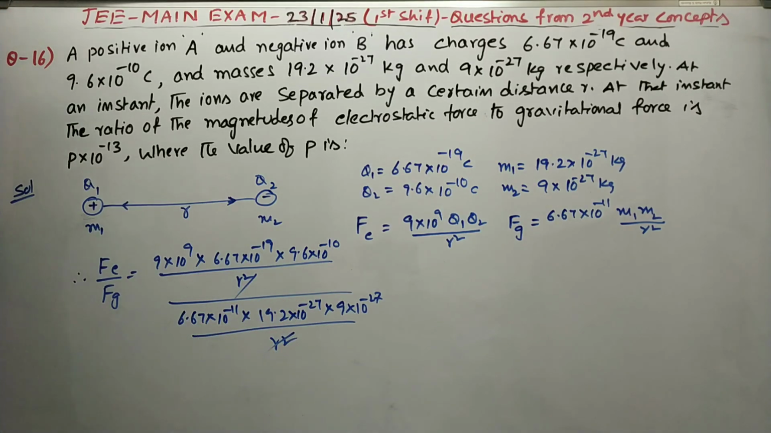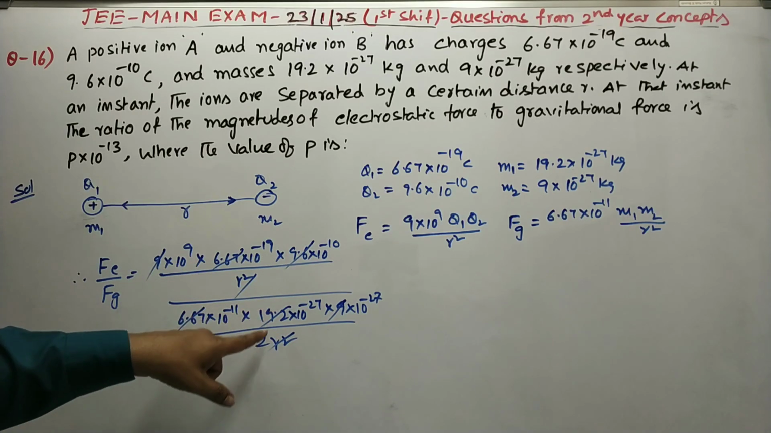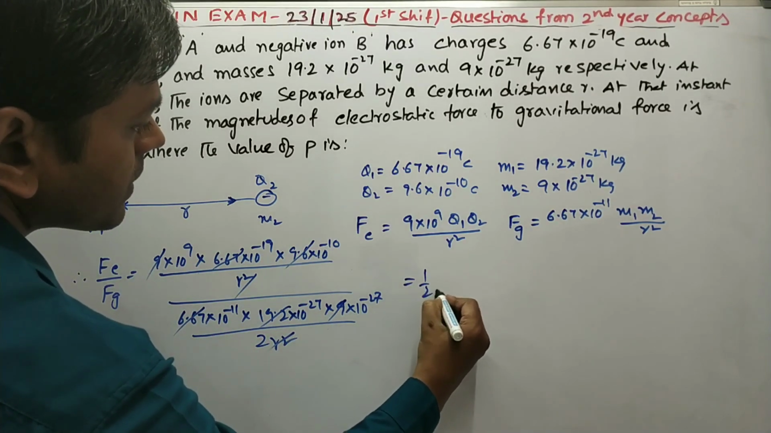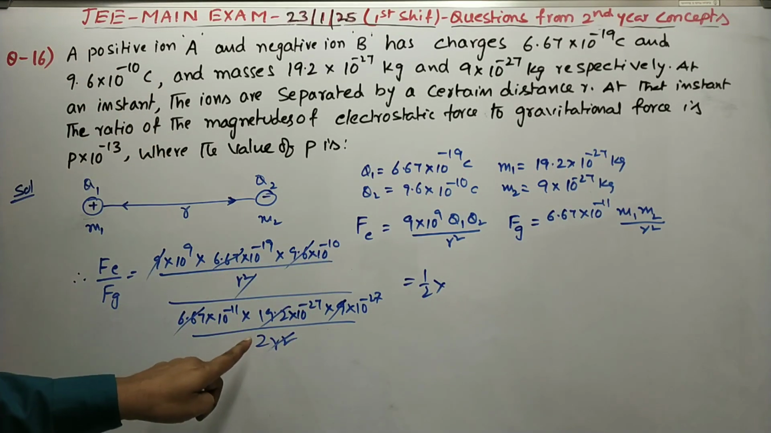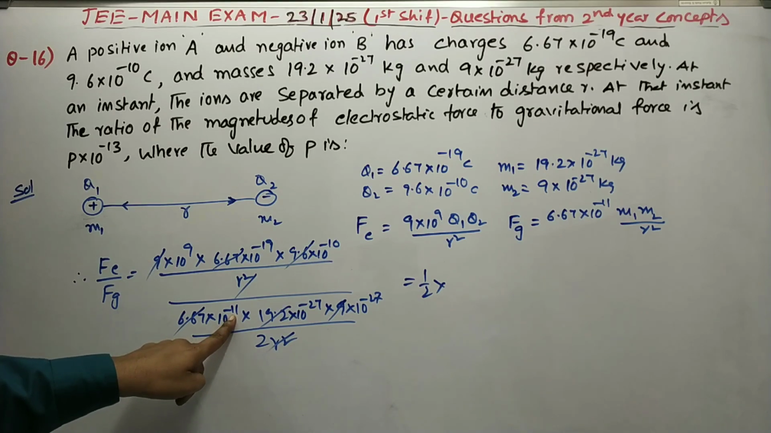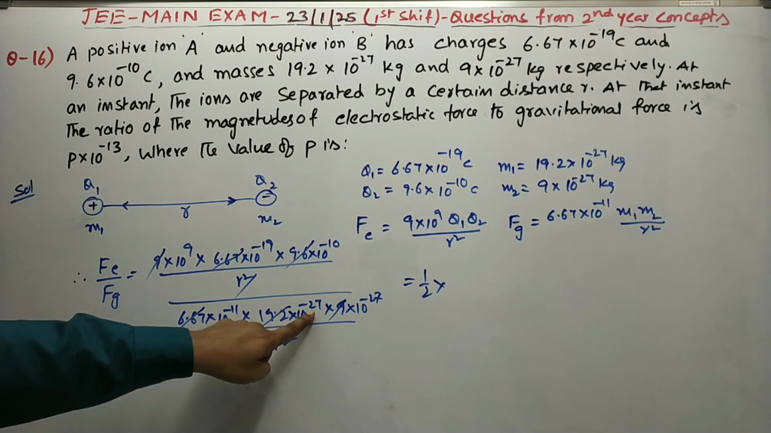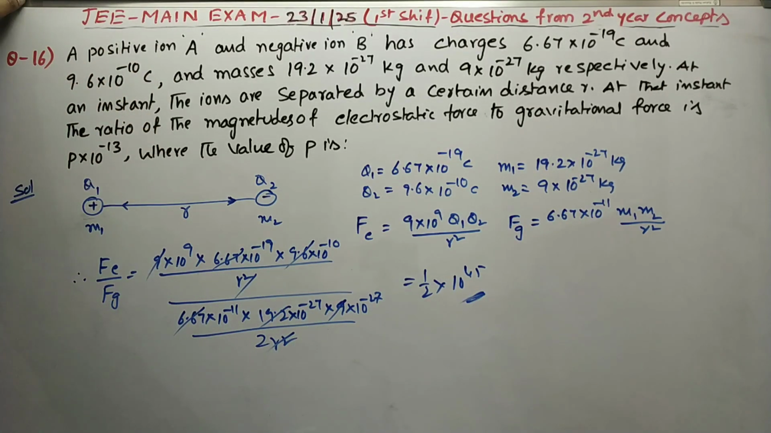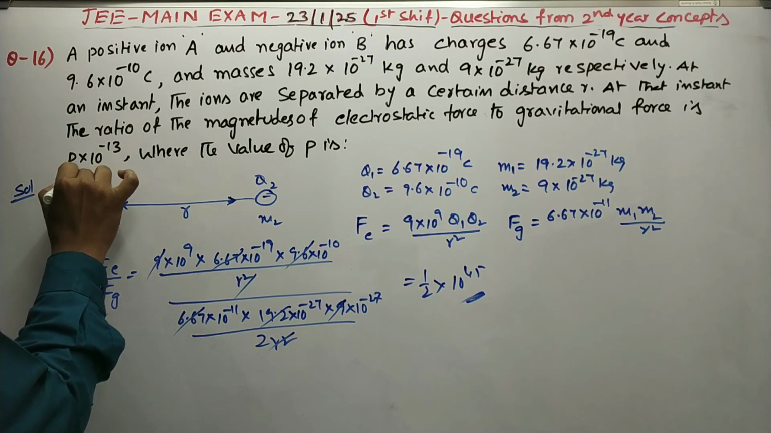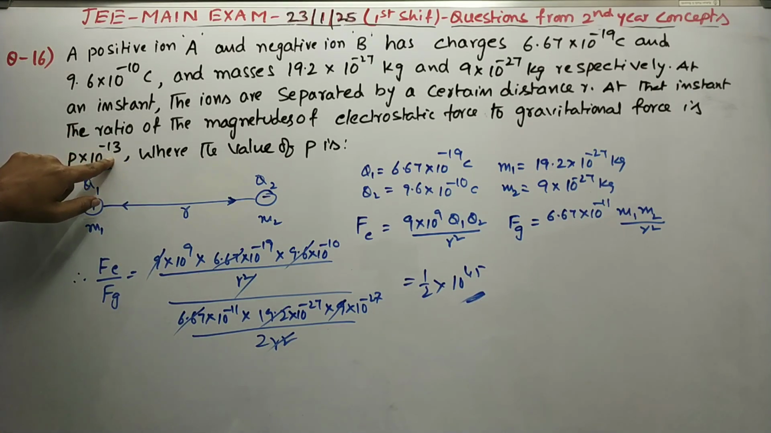This r square and this r square are cancelled. Moreover, this 6.67 and this 6.67 are cancelled. This 9 is also cancelled. Then remaining 19.2, okay, 2 times 9.6 is 19.2. So finally you get 1 by 2 into 10 power 9, 10 power minus 10, 10 power minus 20. While going to the numerator, this is plus, this is plus, this is also plus. But you get 10 power 45. This is the answer.